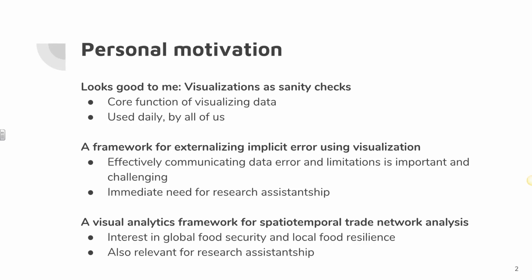And then the last one, the trade network analysis paper. This is a personal interest of mine, global food security, and in particular how those global supply chains can affect local communities and have implications for local food systems. And also this is relevant for my research, as the Pathways project involves trade network analysis.